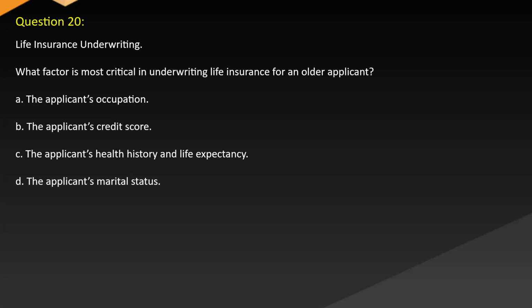Question 20. Life insurance underwriting. What factor is most critical in underwriting life insurance for an older applicant? A. The applicant's occupation. B. The applicant's credit score. C. The applicant's health history and life expectancy. D. The applicant's marital status.